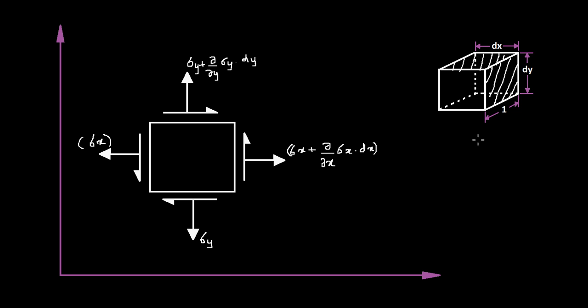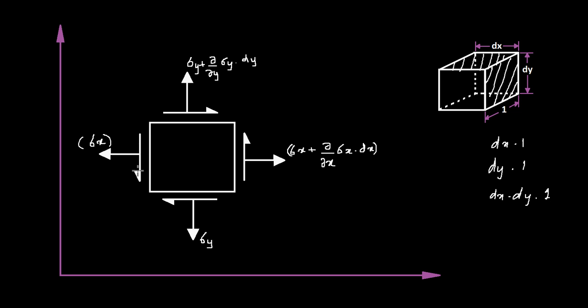So the two areas in question in this case are dx times 1, which represents the top side and the bottom side, and also you have the right side and the left side, with dy times 1. And the volume of the body is dx times dy times 1.